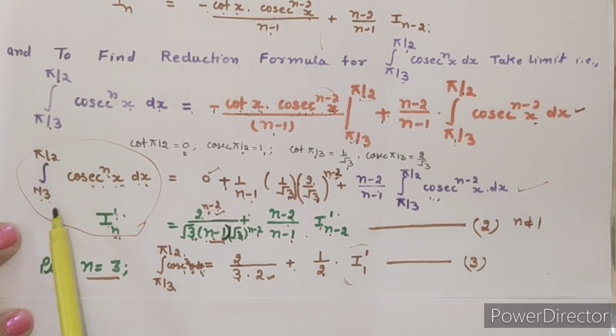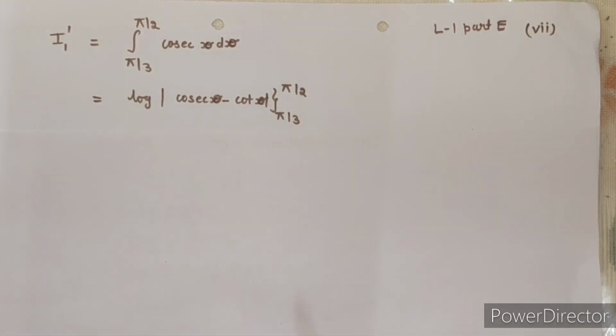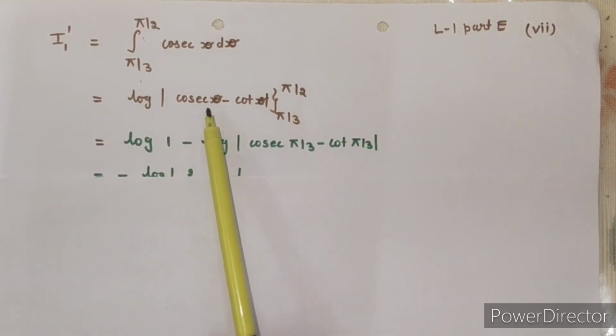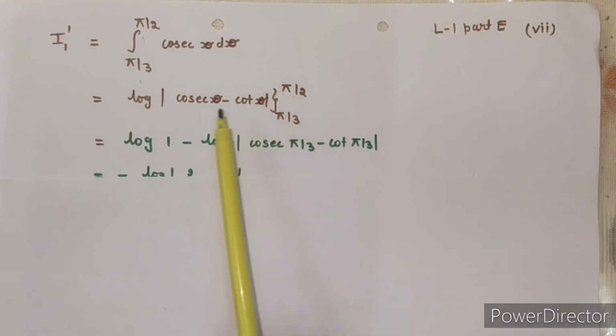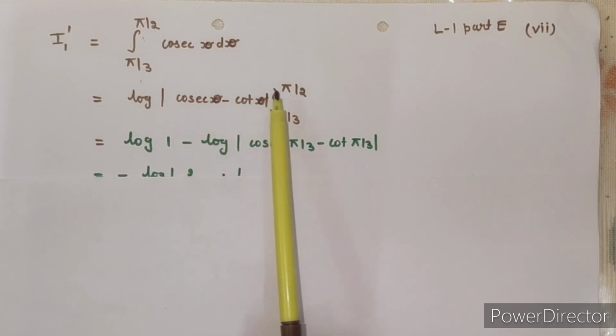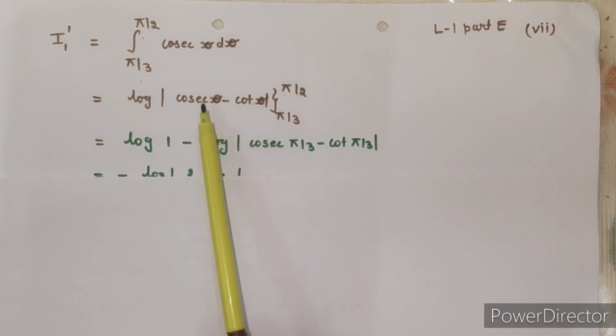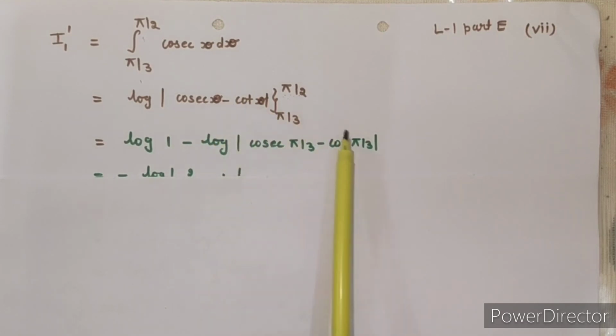It is the integration from pi by 3 to pi by 2 of cosecant 1 theta d theta. I need the integration of cosecant theta d theta, which is equal to log of mod of cosecant theta minus cot theta. So I am integrating this and taking the limit pi by 3 to pi by 2, putting the upper limit and lower limit. When I put pi by 2 here, this cot is 0. Cosecant pi by 2 value is 1. So this is log 1 minus, put your lower limit, cosecant pi by 3 minus cot of pi by 3.